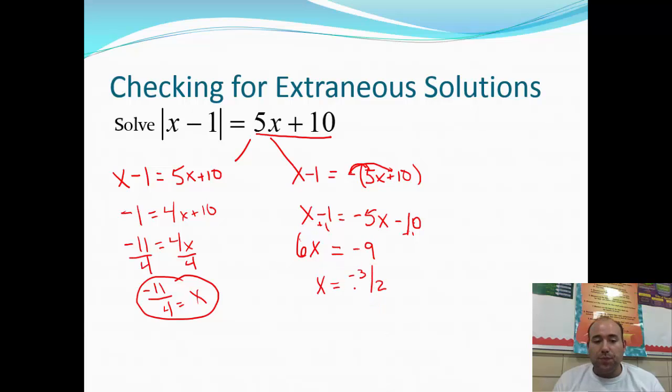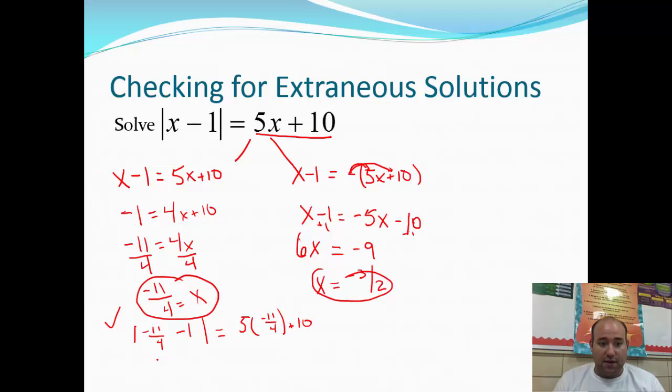All right, so now I need to check for extraneous solutions. So I've got to put both of these numbers back into this equation. So let's do that. We'll start with negative 11 over 4. So I've got the absolute value of negative 11 over 4 minus 1 equals 5 times negative 11 over 4 plus 10.